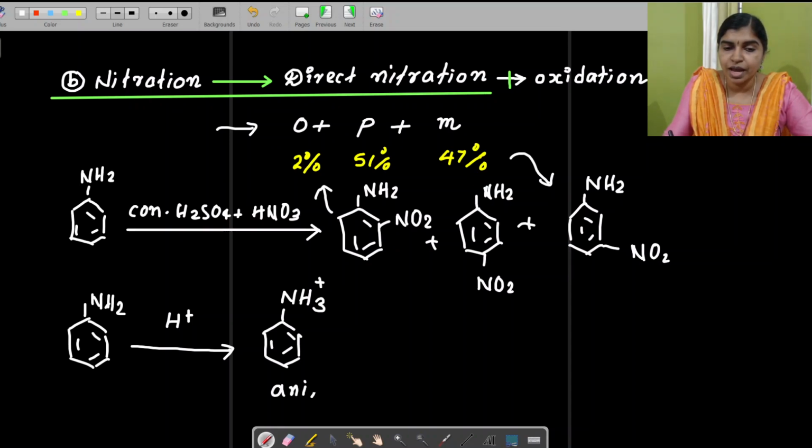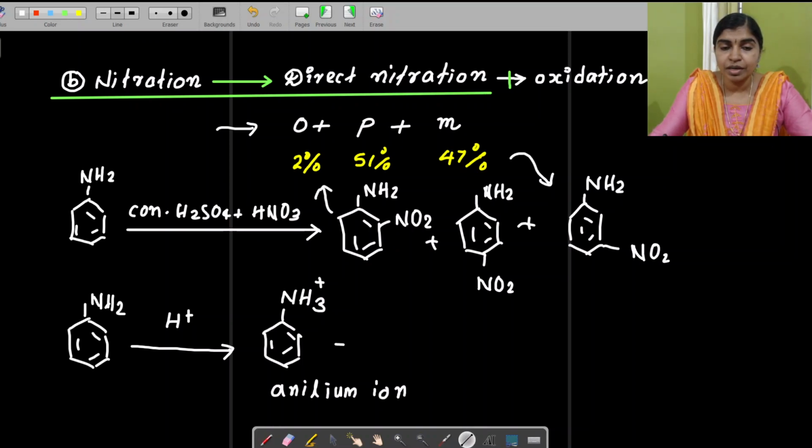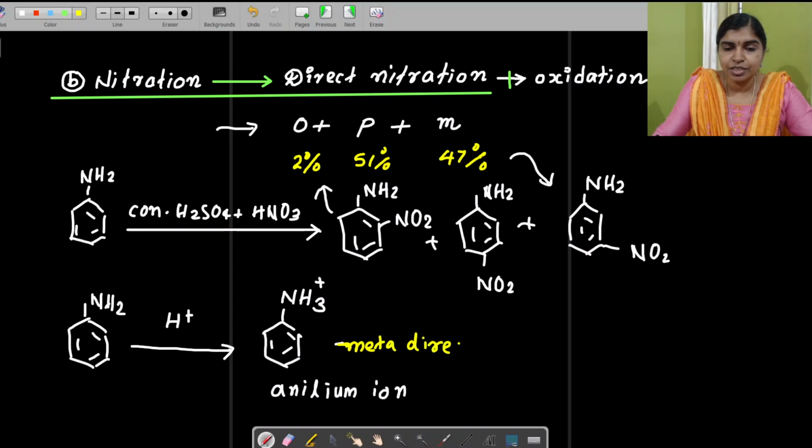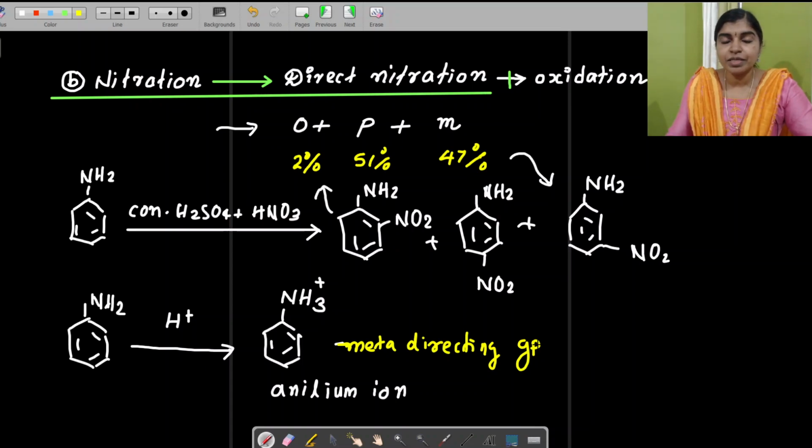reaction. This is called anilium. What is the name of the reaction? This is name of the product, that is anilium ion. ഈ അനിലിയം അയോൺ എന്ന് പറയുന്നത് this is a meta directing group ആണ്. This is a meta directing group. So anilium ion is a meta directing group. That is why you will get a meta directing product that is 47%.